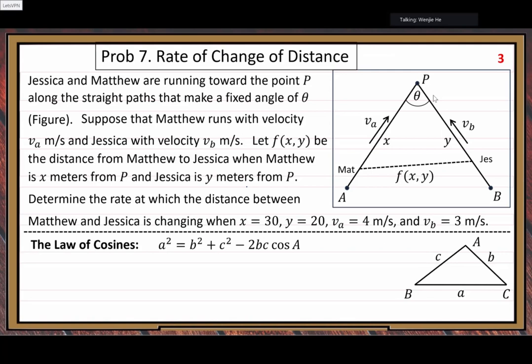Here you can see when we calculate f of x and y in this triangle, it's the same situation as in the law of cosines. So we just calculate the f function. Because it's squared, you take the square root: the square root of x squared plus y squared minus 2xy times cosine of theta. But x is a function of t, y is also a function of t, but theta is a constant. Theta never changes.